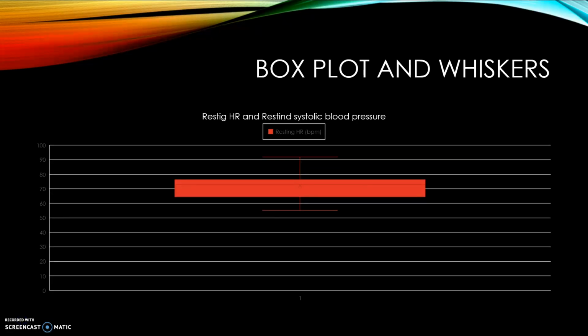Next is box plot and whiskers. Box plots are used to show the shape of the distribution, its central value and its variability. In a box and whisker plot, the ends of the box are the upper and lower quartiles, so the box spans the interquartile range. The box plot shows the minimum value of the resting heart rate as 55 and the maximum as 92. The first quartile is around 65, the median, also known as the second quartile, is around 72, and the third quartile is around 74.